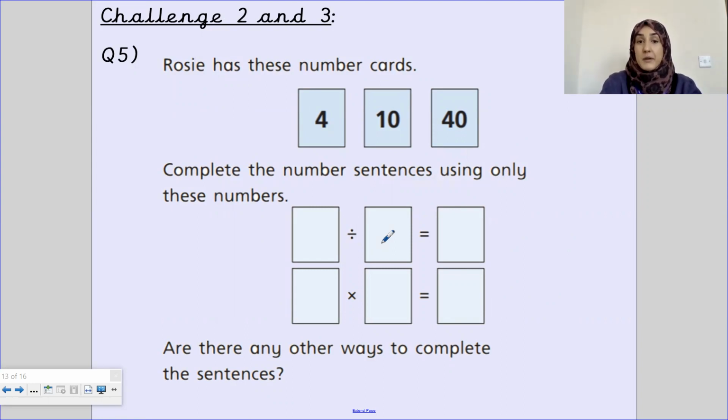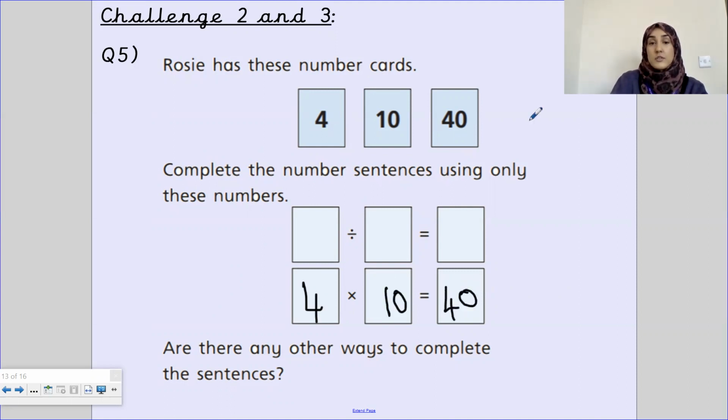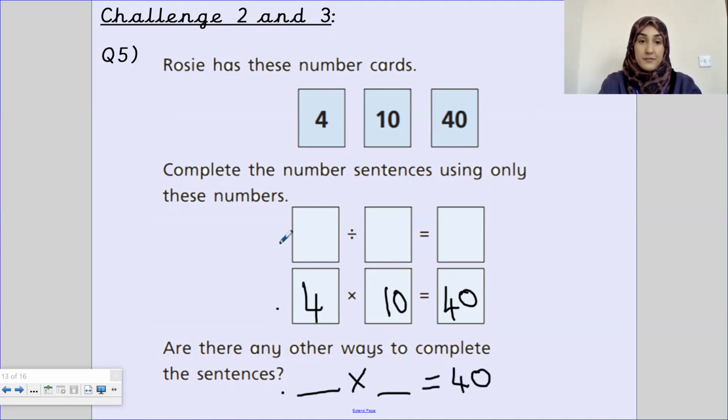Rosie has these number cards. Copy the number sentences using only these numbers. We will go through the sentence. I will do 4 multiplied by 10 equals 40. There you go. Now, can you please do the commutative multiplication sentence that equals 40? So complete this one, and the division by yourself, only using the number cards 4, 10, and 40. I don't want to see any other number cards because that's not what the question is asking you to do.